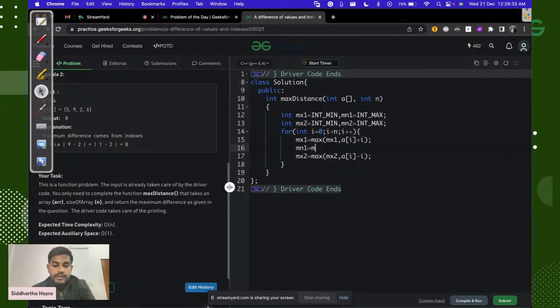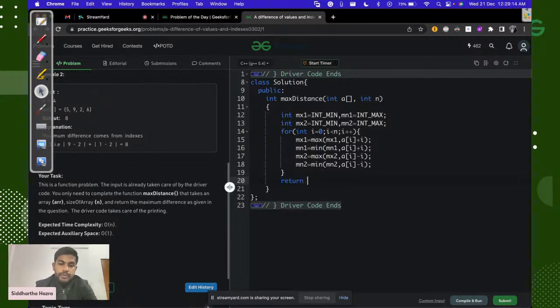mn1 is equal to minimum of mn1, I would just copy this, then a of i added to i itself. And then mn2 is equal to minimum of mn2 comma a of i plus 1 itself, my negative i itself. The first one would be added to positive i, the next one would be negative i. The same manner, so we have found all the values.